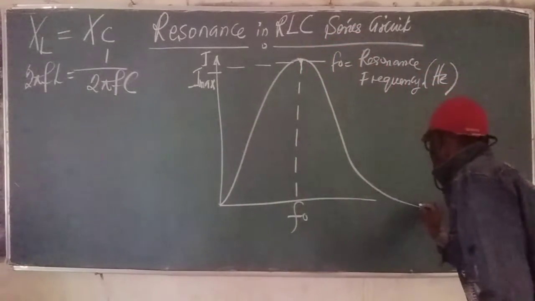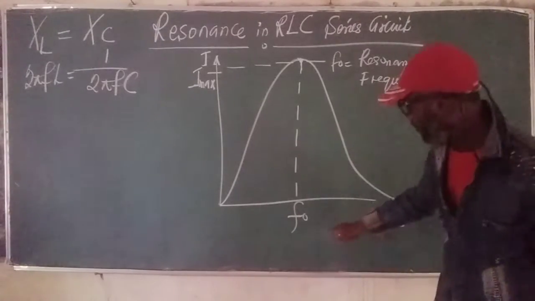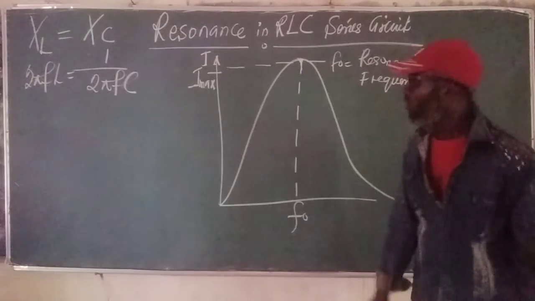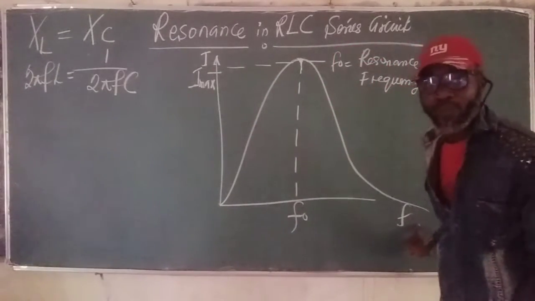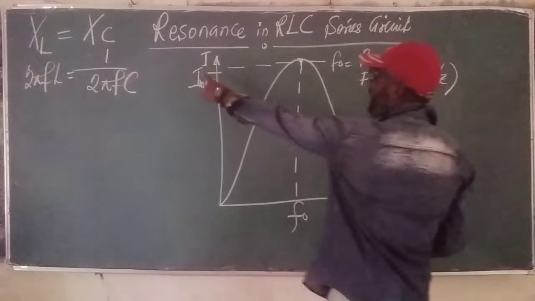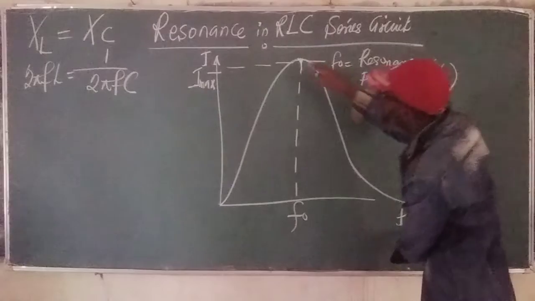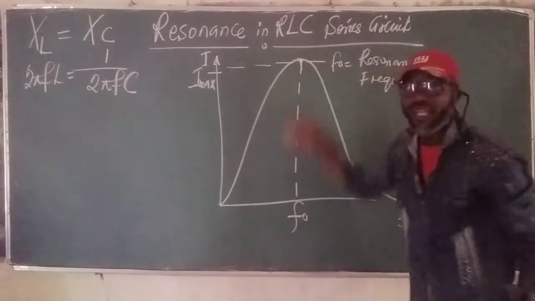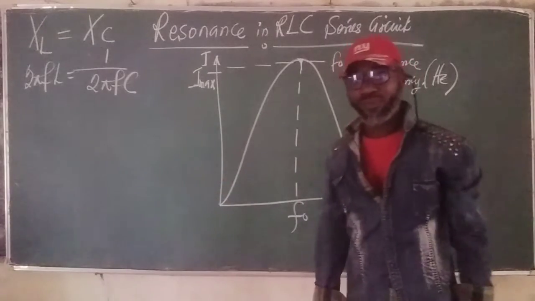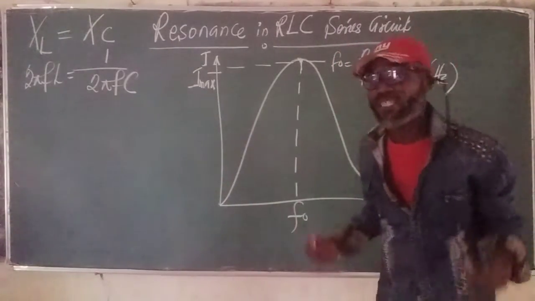And remember, there is f at this point, the frequency. It's different from the resonant frequency because we are plotting current against a certain amount of frequency. But at the intersection, the varying current against the frequency gives us a maximum current, known as the resonance frequency. So let's see how we can get this mathematically.